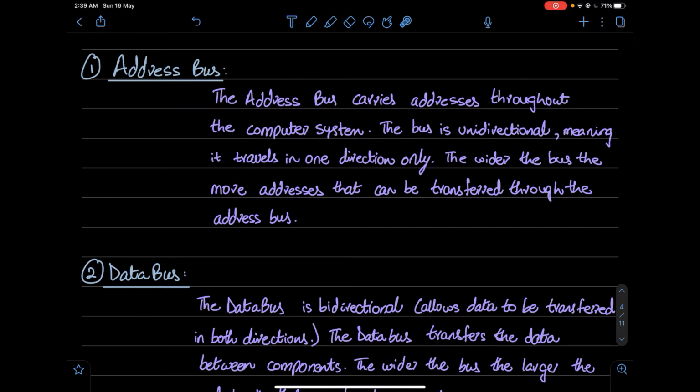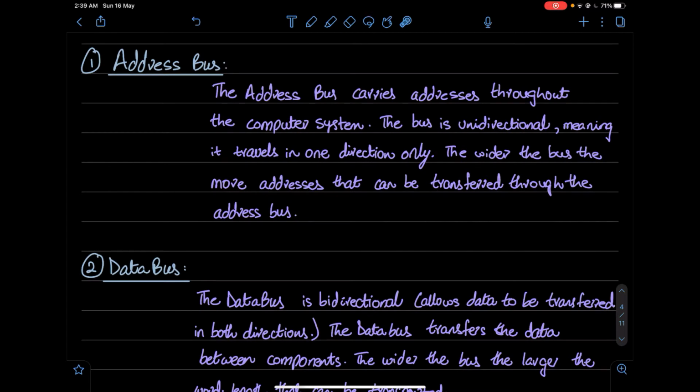The address bus carries addresses throughout the computer system, as you can tell by its name. The bus is unidirectional, meaning that it travels in one direction only. And the wider the bus, the more addresses that can be transferred through the address bus, right? So if it is 8 bits, 2 to the power 8 addresses can be transmitted. And if you increase them, you can transfer more addresses, right?